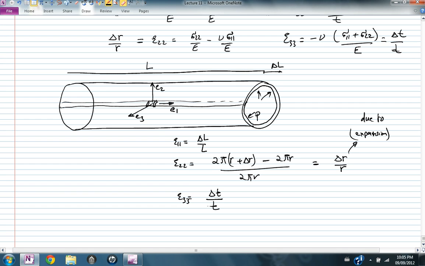So this is it for chapter 5, the constitutive laws for linear elastic materials. And in the next chapter, we're going to apply this to the beam approximation.